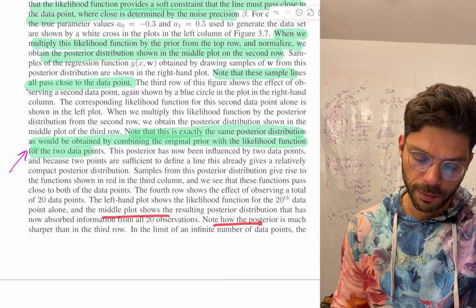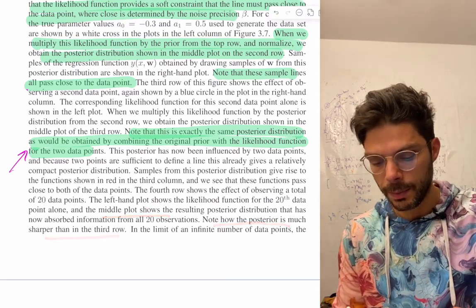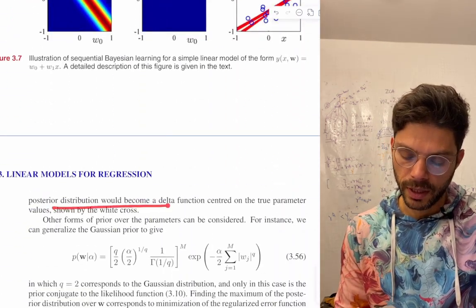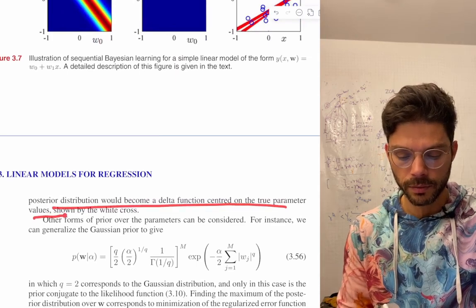Note how the posterior is much sharper than in the third row. In the limit of an infinite number of data points, the posterior distribution would become a delta function centered on the true parameter values shown by the white cross.